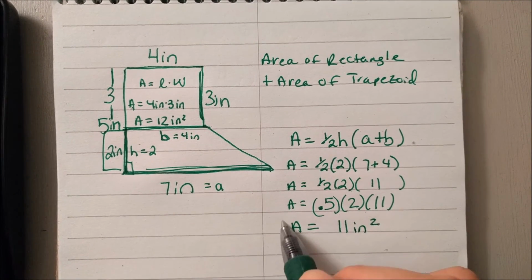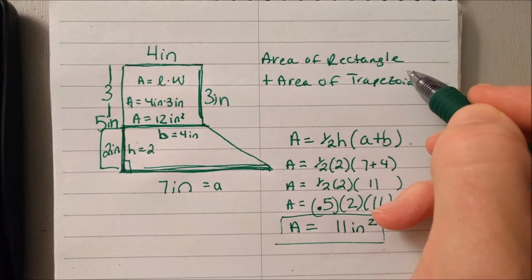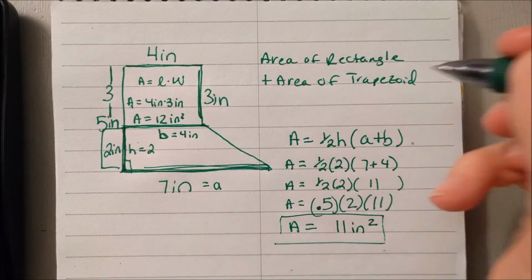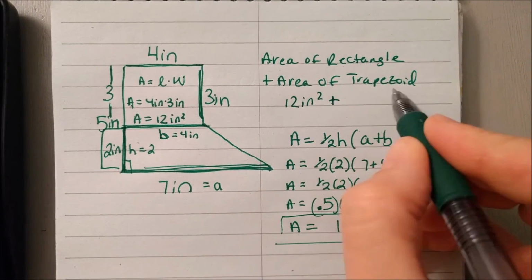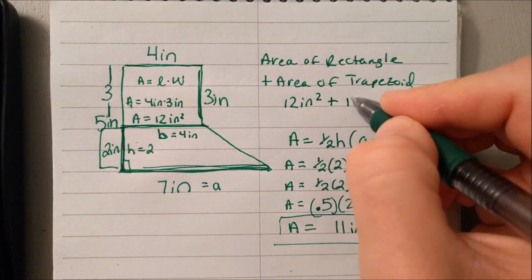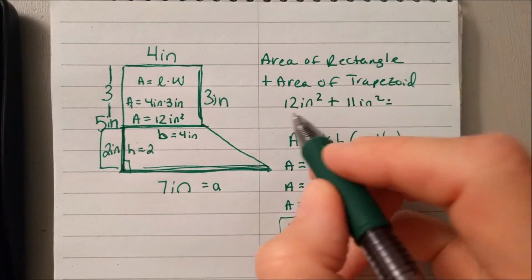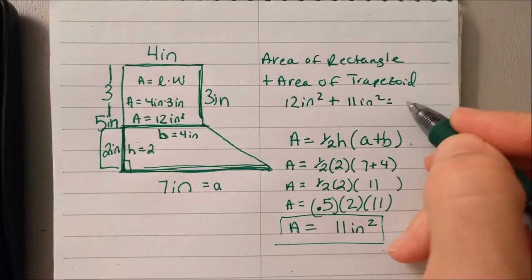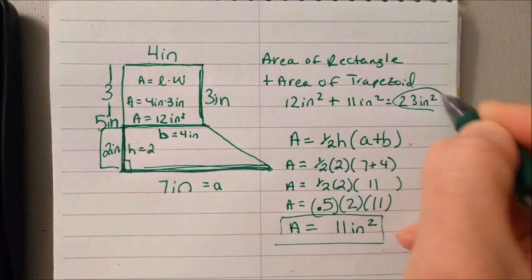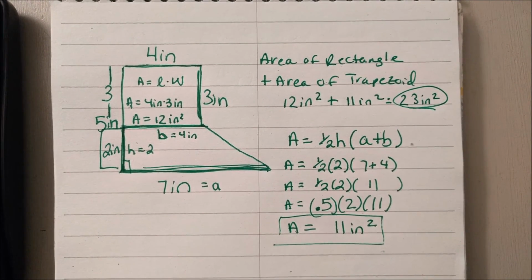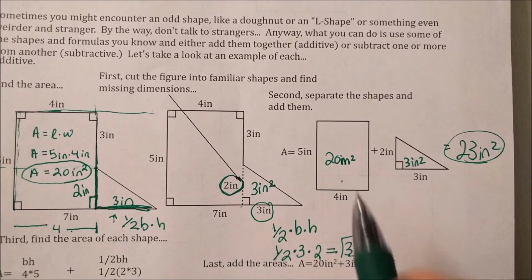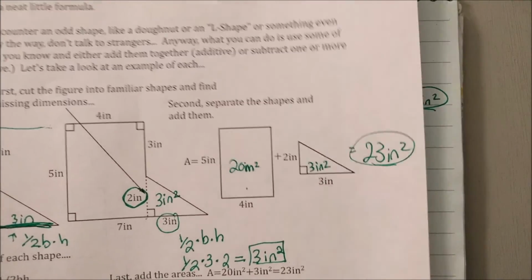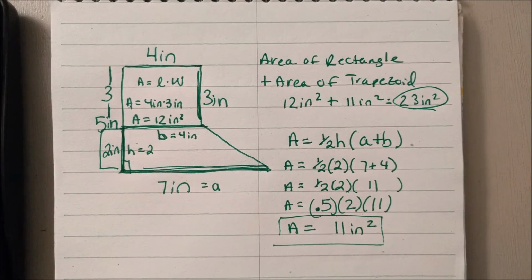And then what you're doing is adding the area of the rectangle, which we just said was our 12 inches squared, plus the area of the trapezoid, which we just said is 11 inches squared. You will get 12 plus 11 is the same 23 square inches that we got when we did it the other way. Remember? We did a rectangle plus a triangle, and we got the same answer. All right, so there are multiple ways to do these problems.